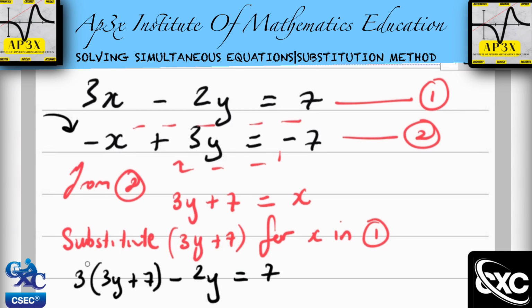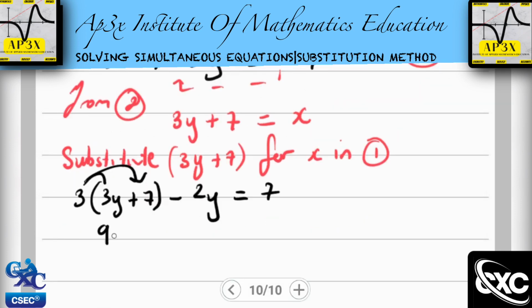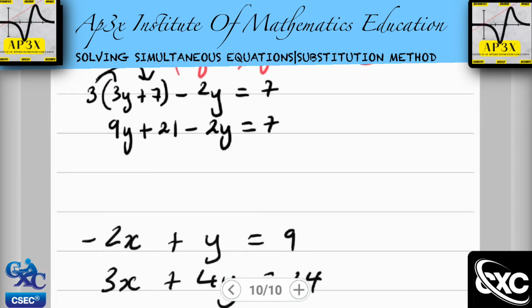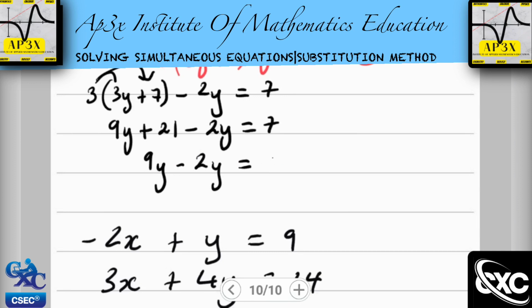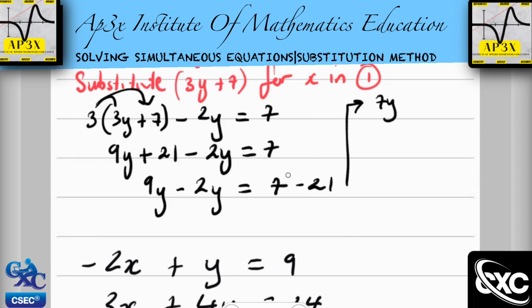Now go ahead and distribute 3 here and 3 here. So we have 3 times 3y is 9y, and 3 times 7 is 21, take away 2y, and that's equal to 7. Once we've done that, we can simply group like terms. So I have 9y minus 2y, and that's equal to 7. I'm going to subtract 21 from both sides, or transpose 21, it becomes negative 21. 9y minus 2y is 7y, and 7 take away 21 is negative 14.